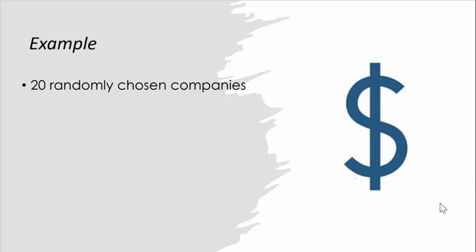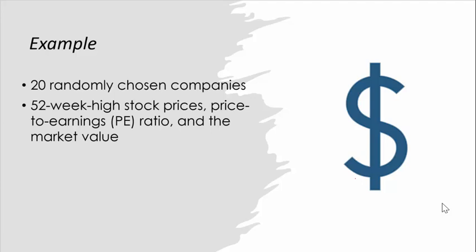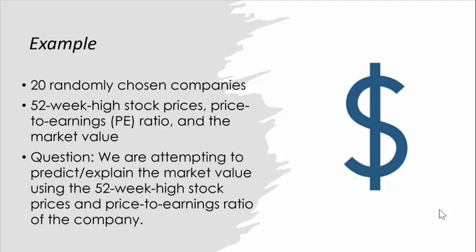An investment analyst collected data about 20 randomly chosen companies. The data consisted of the 52-week high stock prices, price-to-earnings ratios, we'll call the P&E, and the market value of the company. Given these data, we're attempting to predict and explain the market value using the 52-week high stock prices and the price-to-earnings ratio of the company.